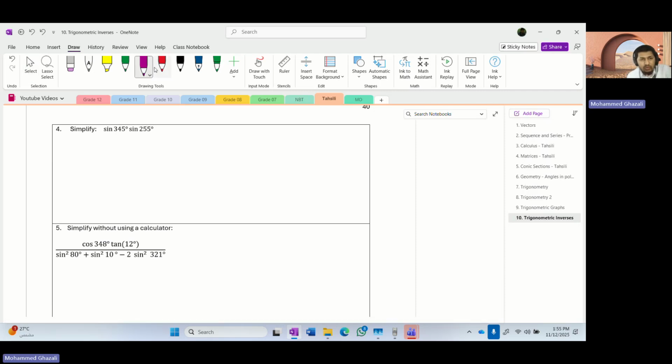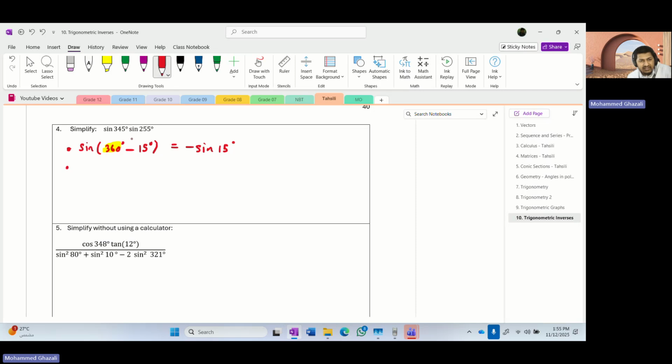Now moving on to question 4, we want to simplify sine 345. So sine of 345 will be sine 360 minus 15 degrees, okay? Which is equal to negative sine 15, because we are using reduction angle. It's 360, 180, 90, and 270.